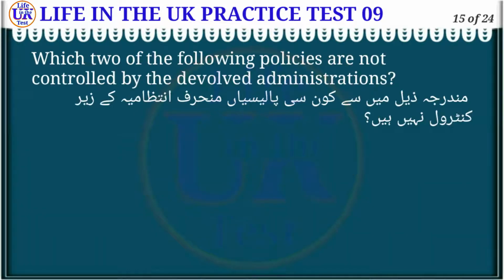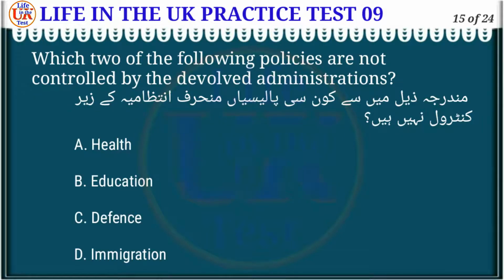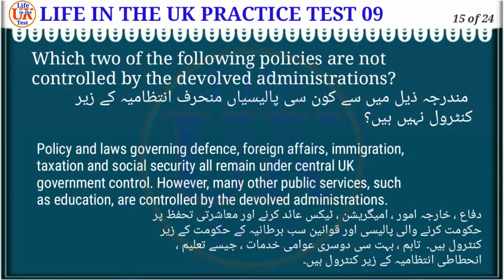Question 15 of 24. Which two of the following policies are not controlled by the devolved administrations? A. Health. B. Education. C. Defense. D. Immigration. The correct answers are C. Defense and D. Immigration. Policy and laws governing defense, foreign affairs, immigration, taxation and social security all remain under central UK government control. However, many other public services, such as education, are controlled by the devolved administrations.